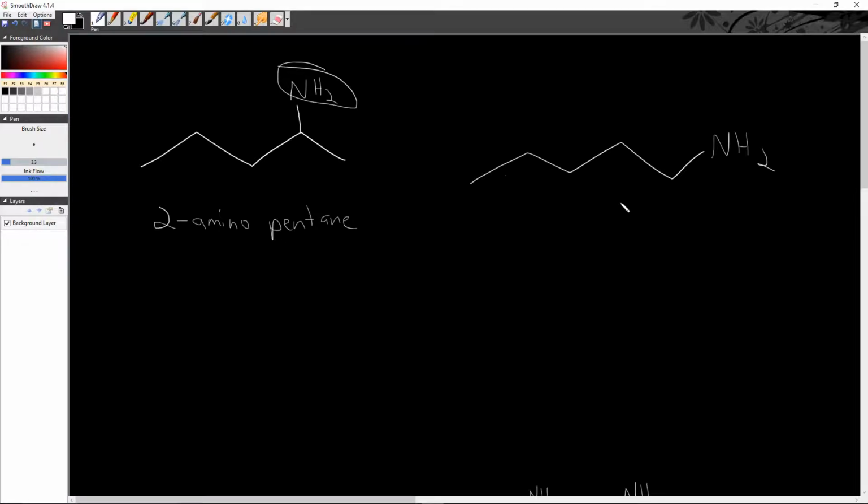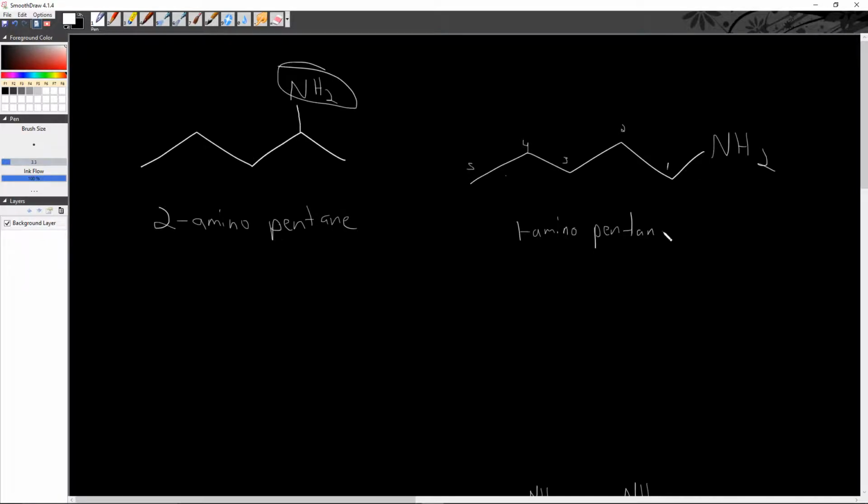This one right here, and once again, we're still just numbering it with the smallest number possible. So 1, 2, 3, 4, 5. Keep in mind, this bond here isn't going to a carbon, so that doesn't get numbered with the chain. That's a nitrogen. It's just a nitrogen attached to, when we number it, carbon number 1, because we'd go 1, 2, 3, 4, and 5. So this is just 1 amino pentane.